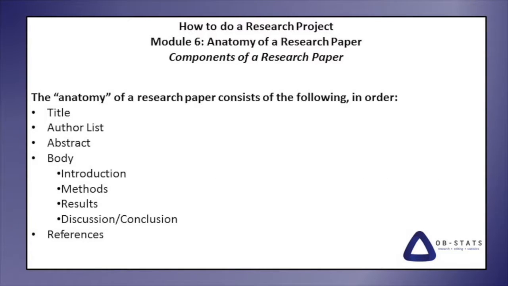The anatomy of a research paper consists of the following in order: the title, the author list, the abstract, the body, the introduction, the methods, the results, the discussion or conclusion, and the references.